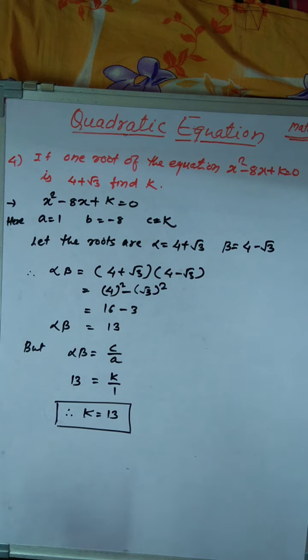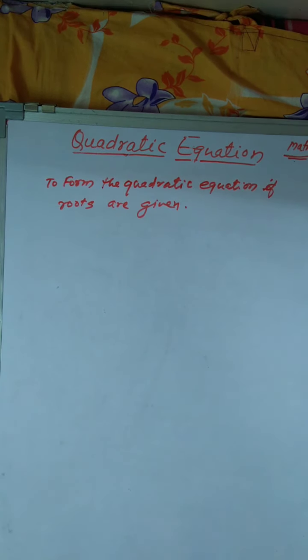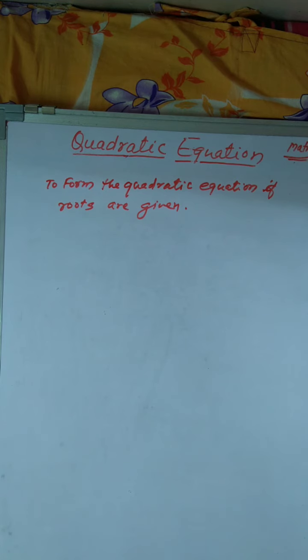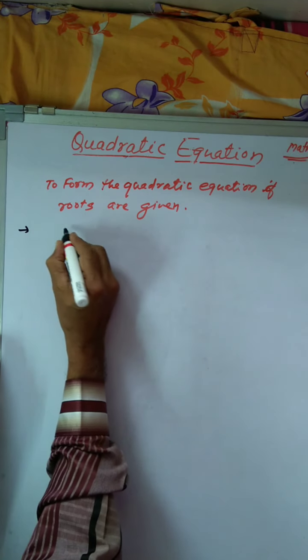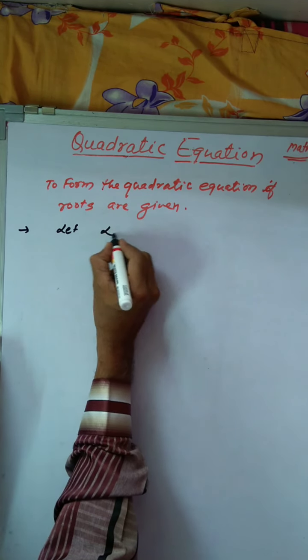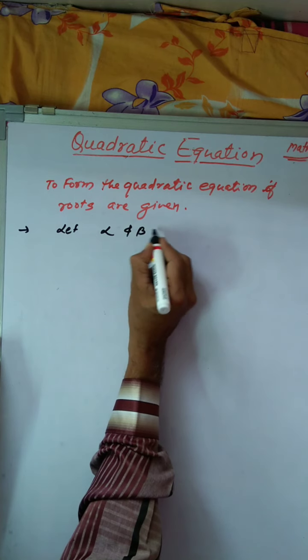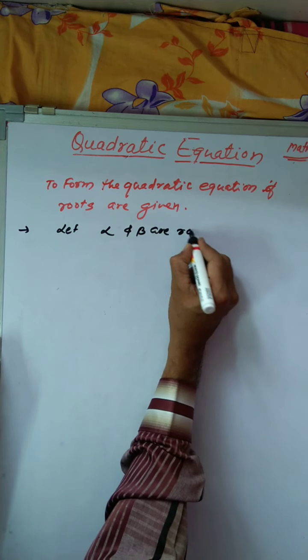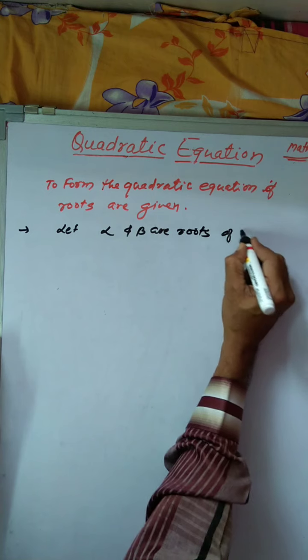Now the next part is to form the quadratic equation if the roots alpha and beta are given. Now to form the quadratic equation if the roots are given, let alpha and beta be the roots of the equation.